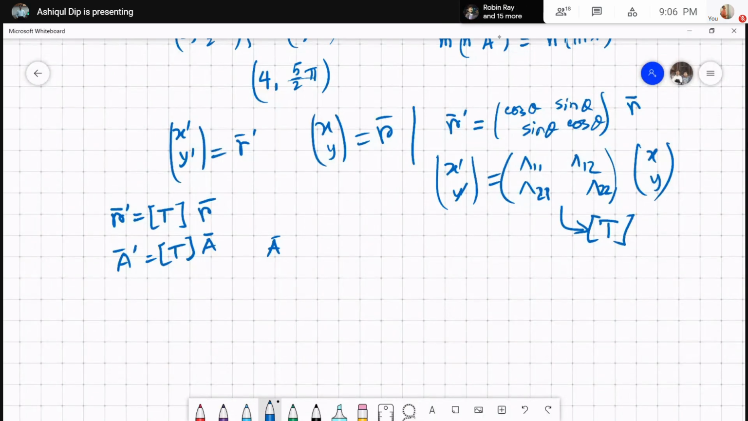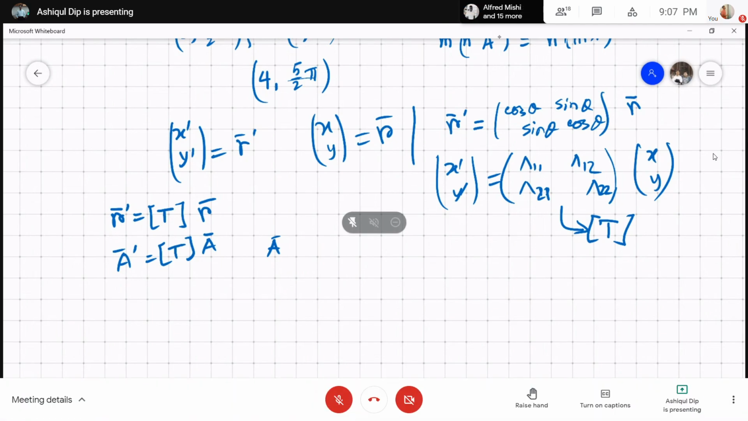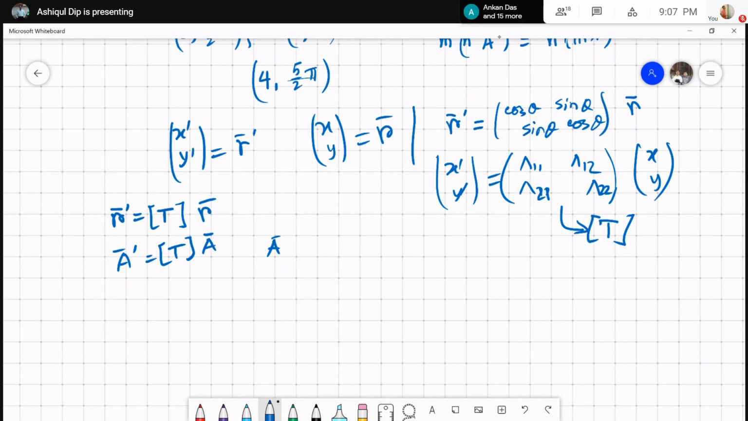We actually want our distance to be invariant, right? When we change the coordinate, the norm of r prime has to remain fixed. Actually, I haven't discussed norm, that's why I'm not saying it. But the determinant of T should be one. So the norm has to remain fixed, so the determinant of this matrix has to be plus or minus 1. There is a case where it can be minus 1 as well.